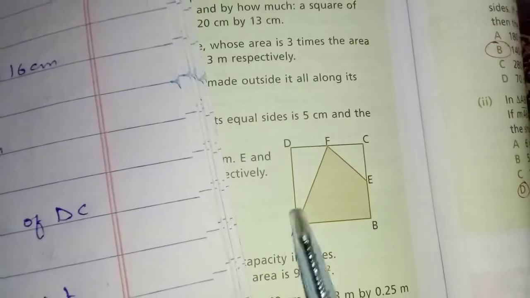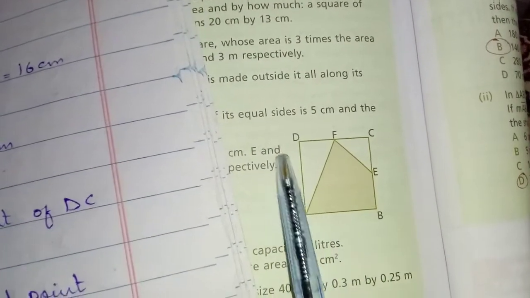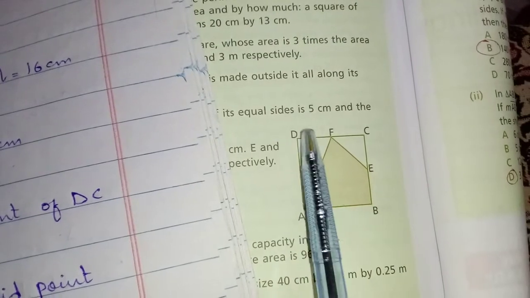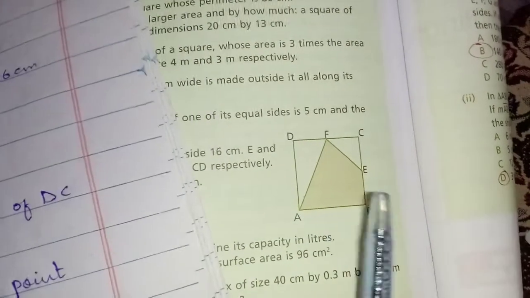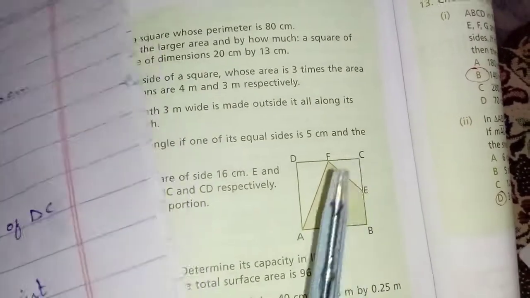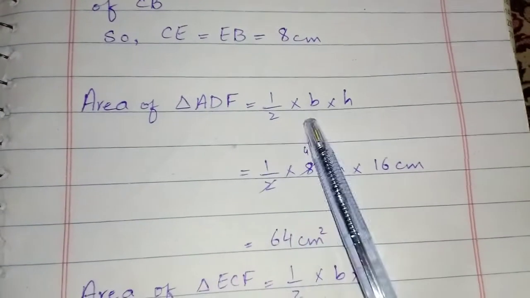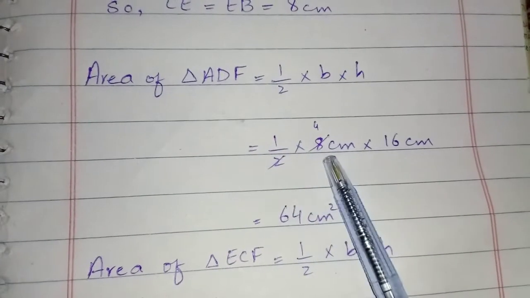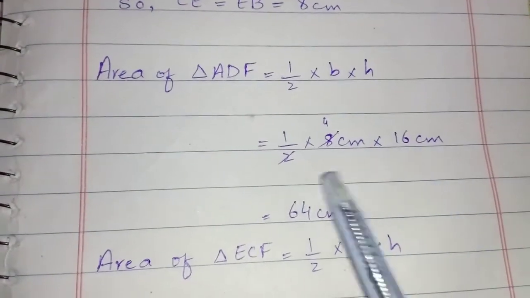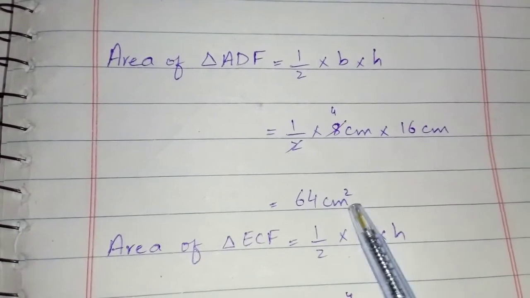Now we have to find the area of triangle ADF. So its height is 16 centimeter and base is 8 centimeter. So 1/2 base into height is the formula for the area of a triangle. So area of triangle ADF is equal to 1/2 base into height, 1/2 multiplied by 8 centimeter multiplied by 16 centimeter. After cutting we get the answer 64 centimeter square.